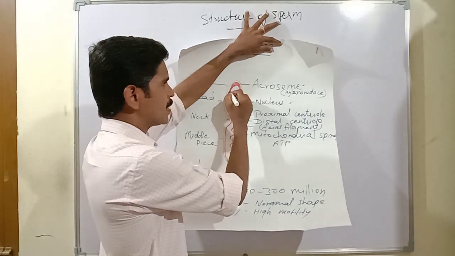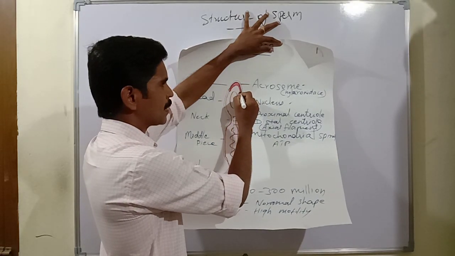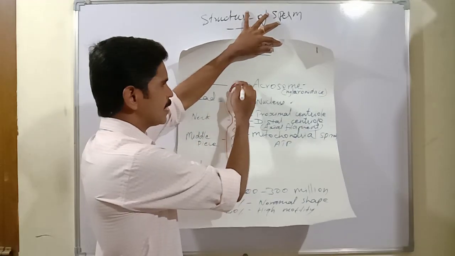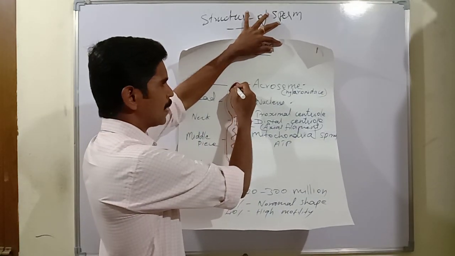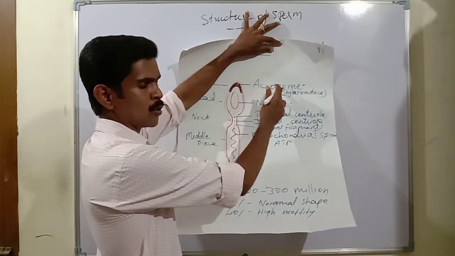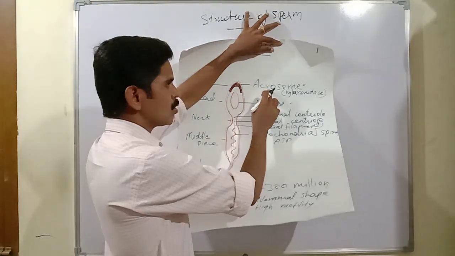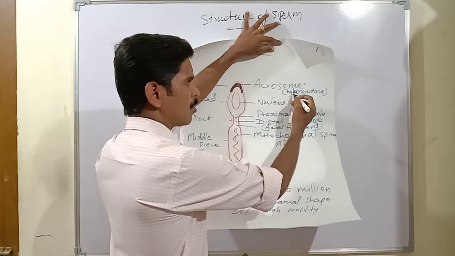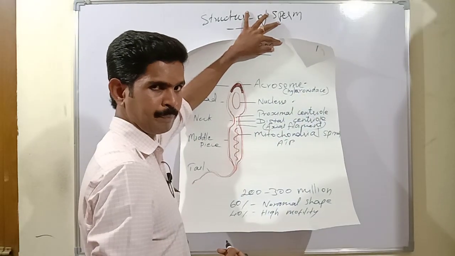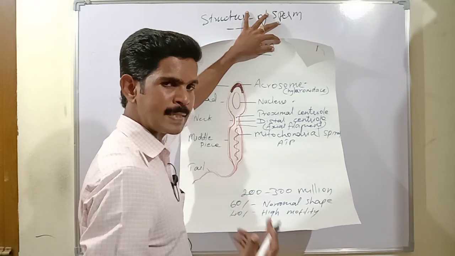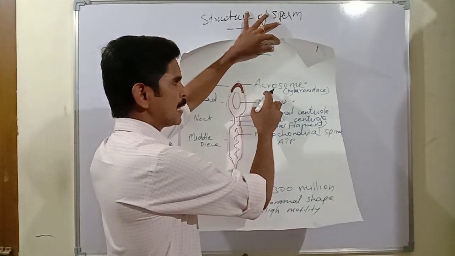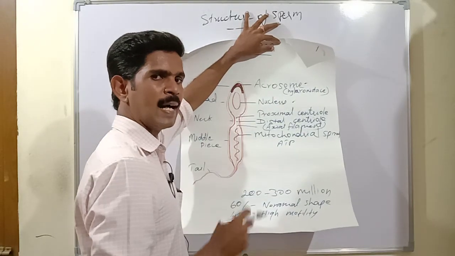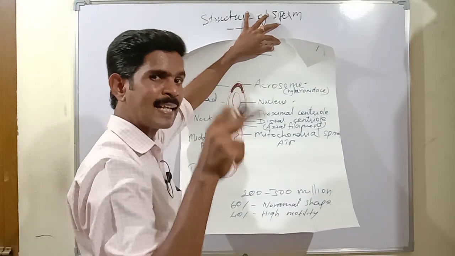Here, acrosome is a small cap-like structure present on the tip of the head. So the front region of the head, a small cap-like structure is there. It is called acrosome. This acrosome consists of one enzyme. Name of that enzyme is called hyaluronidase enzyme, otherwise called sperm lysine. And the main function of this acrosome is rupturing the egg wall.